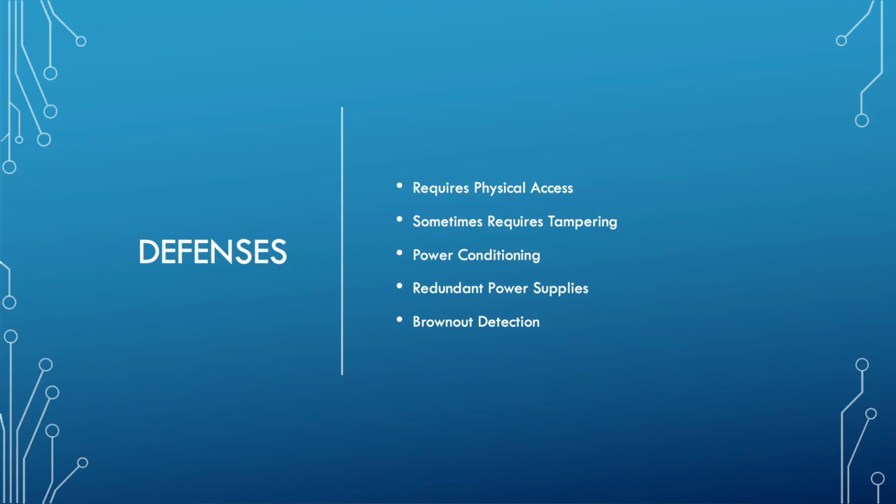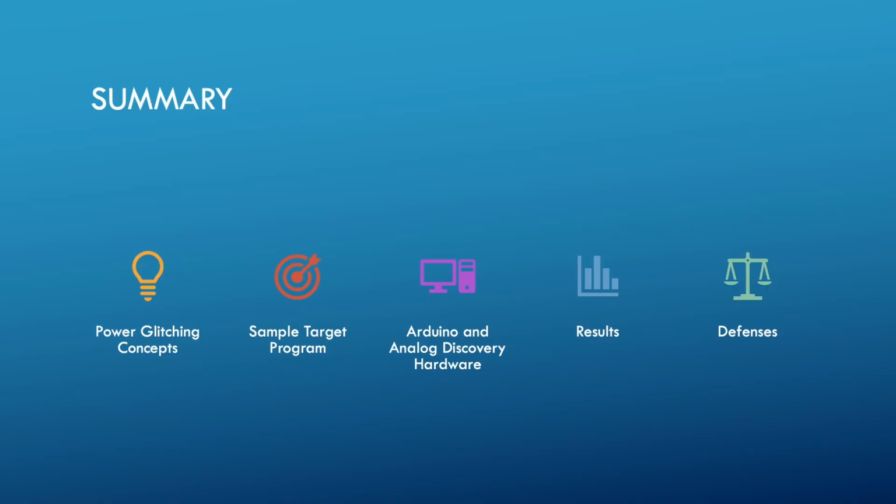Today, we talked about the concepts behind a power glitching attack. We had a simple sample program written for an Arduino, the hardware set up for an experiment, including the Arduino itself and the Digilent Analog Discovery 2 board. And lastly, we talked about the test results and the defenses against this sort of attack.